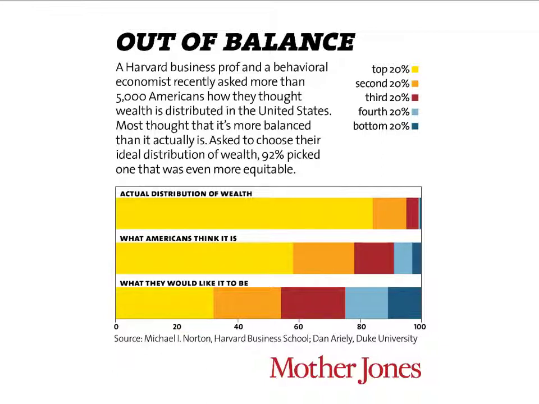So of these 5,000 Americans, they don't think that we should have complete equality, not like an idealized communist situation, but more equality than we currently have. But even more interestingly, what they think the inequality is, which is more than they would like it to be, is way more equally distributed than the actual distribution of wealth. So I thought that was a really powerful study with some interesting implications.